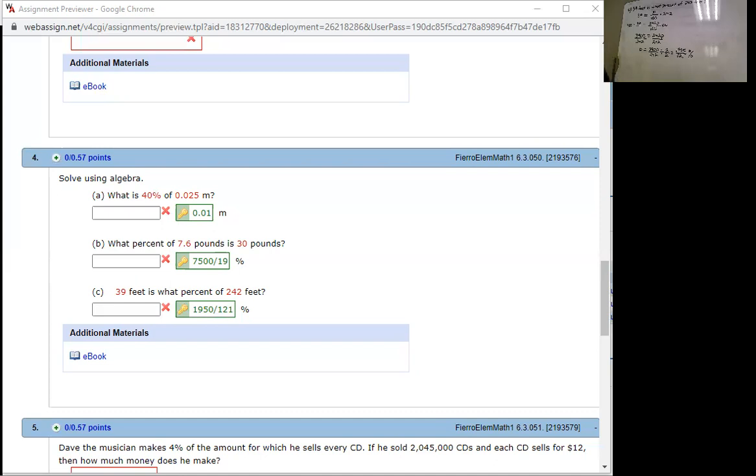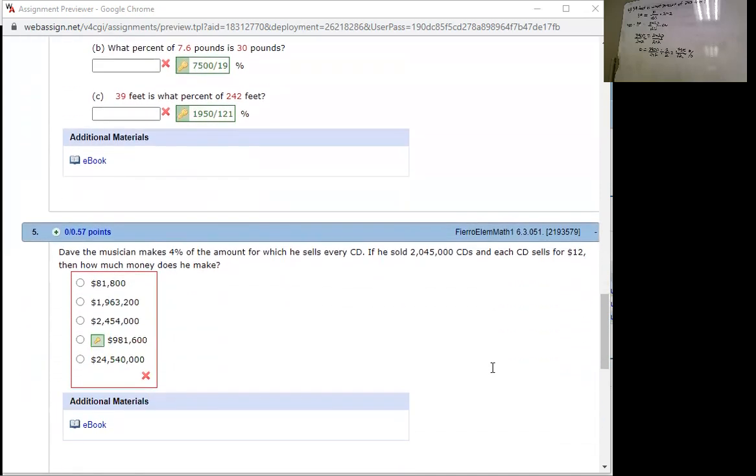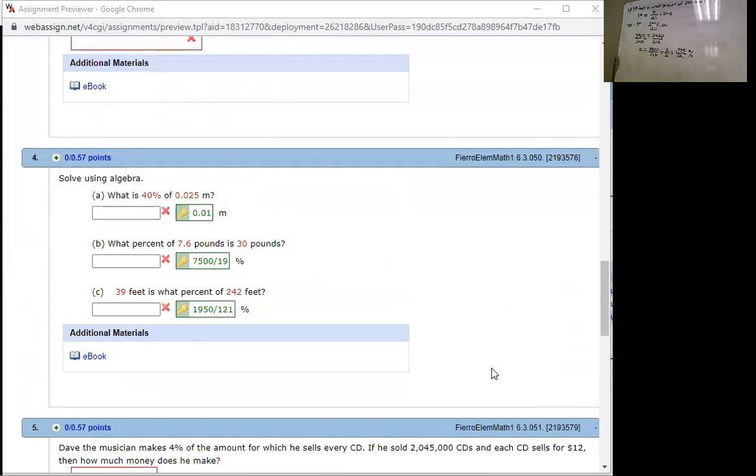Okay. Any other questions about the homework? Okay. So that should help you answer those questions correctly according to them. Okay.